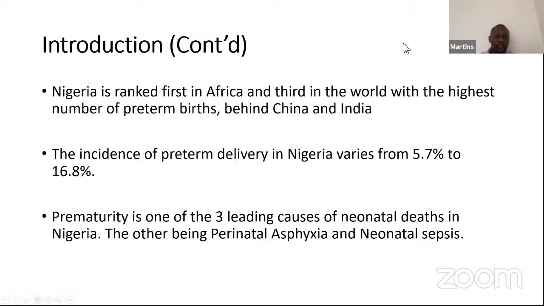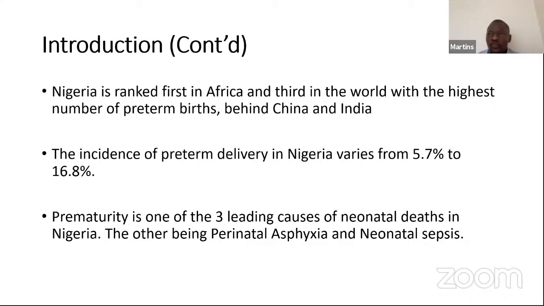Like I said, most of these preterm births occur in Africa and Asia, with India being top on the list, and Nigeria third, and the first in Africa. Data are not too available, but the ones we've seen show an incidence of 5.7 to as high as 16.8 in Nigeria, which is really high. So it means that there are a lot of preterm births occurring in the country, and there is a real need to develop a guideline towards taking care of these preterm babies.